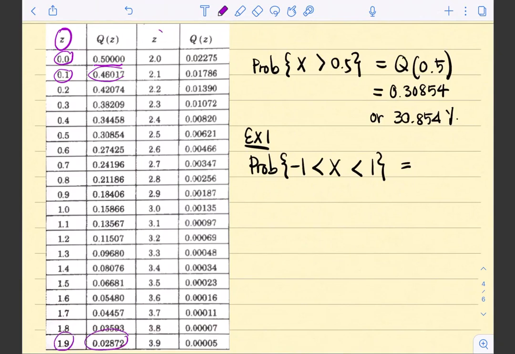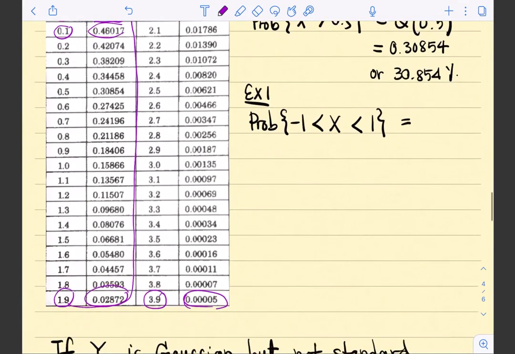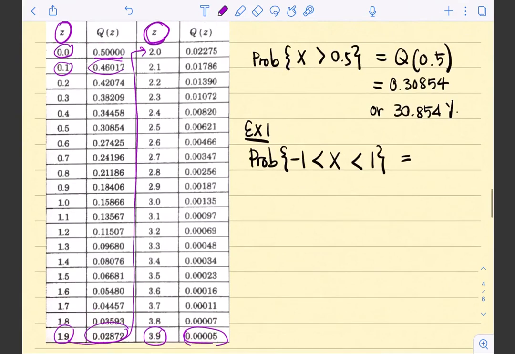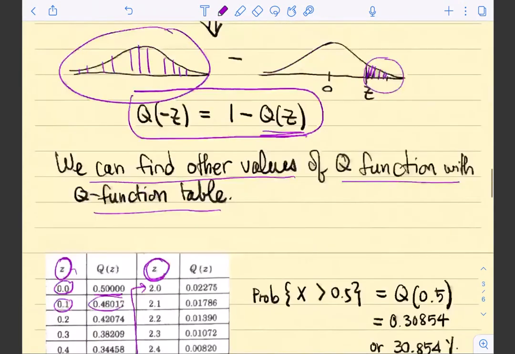Okay. The third row, this is also Z, right? So from 1.9, now it's continuing with 2 until 3.9, right? And you see that the tail is going to be very small, Q of Z is equal to 0.00005, right? And you see that they only give you positive Z. What about if you are given Q of some negative number? Then you can use this expression to find out.